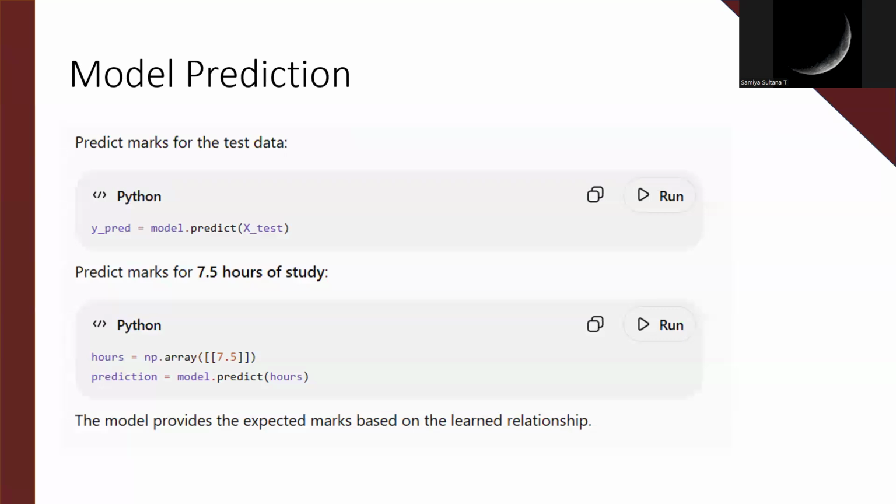Next is the model prediction. Once the model is trained, it is used to predict marks for the testing dataset. The model takes the study hours as input and generates predicted marks as output. These predicted values are then compared with the actual marks to measure the performance of the model.